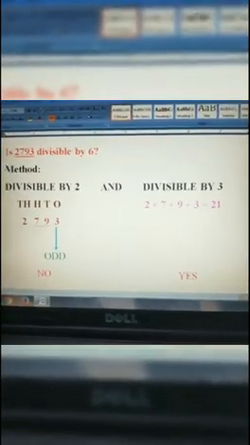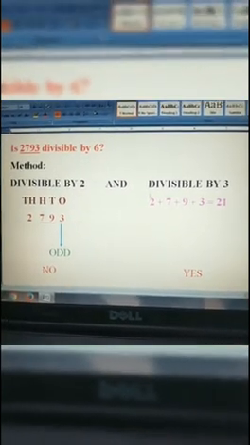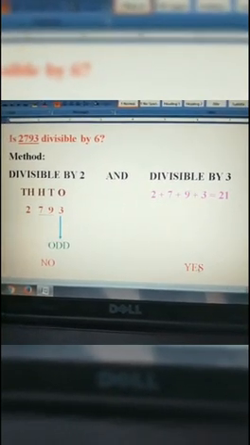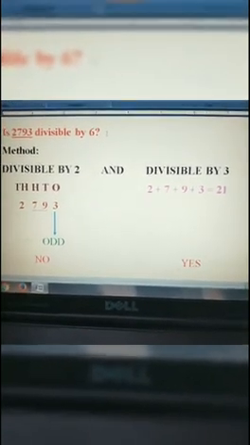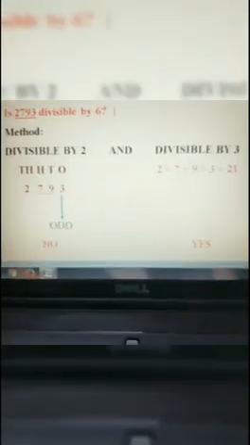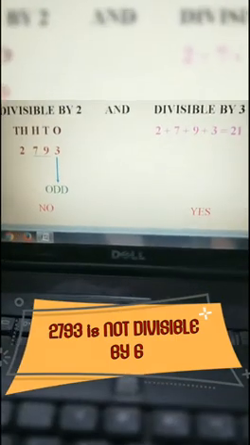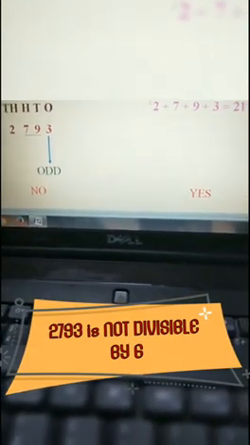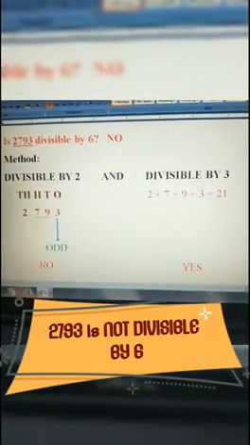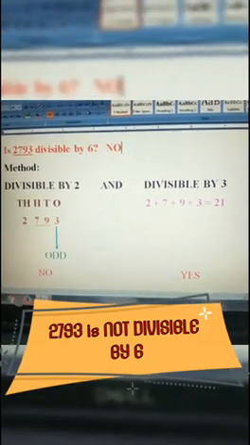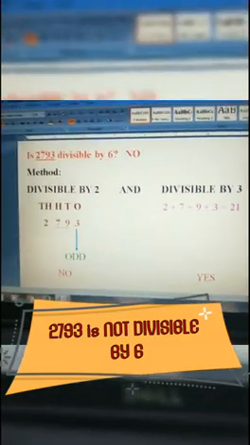Now look carefully. Here only one of the two conditions is correct. In this case, the number will not be divisible by 6, because for a number to be divisible by 6, both of these two conditions have to be correct. Both of these two conditions have to be correct. Okay, so the number will not be divisible by 6.